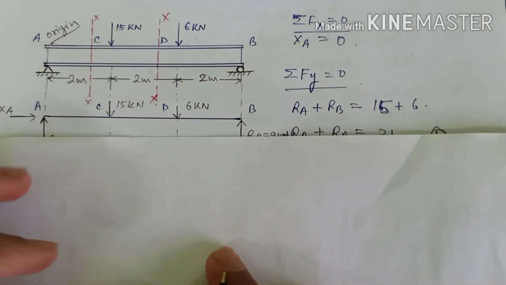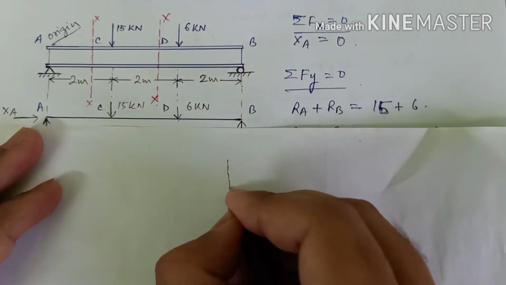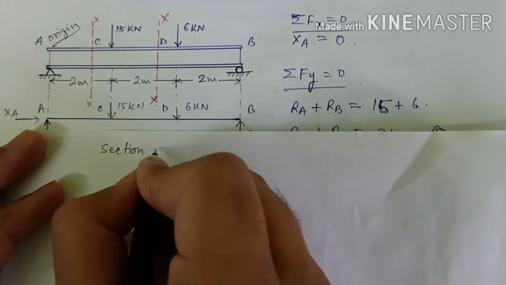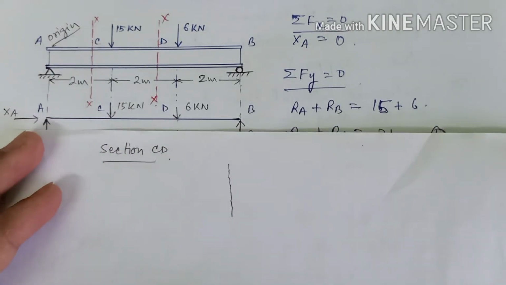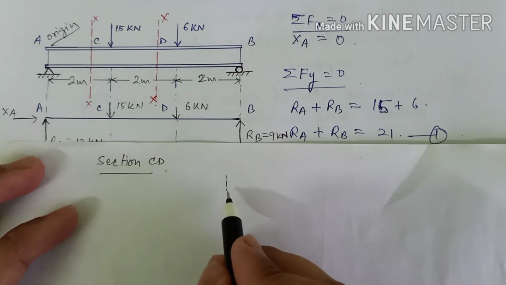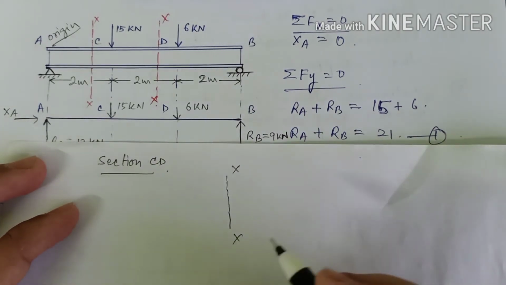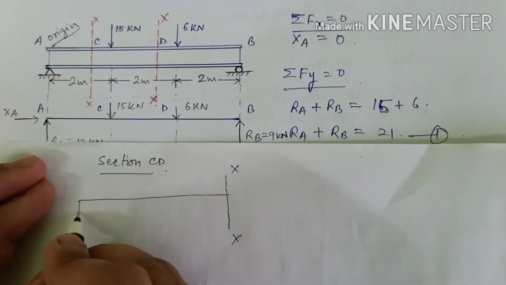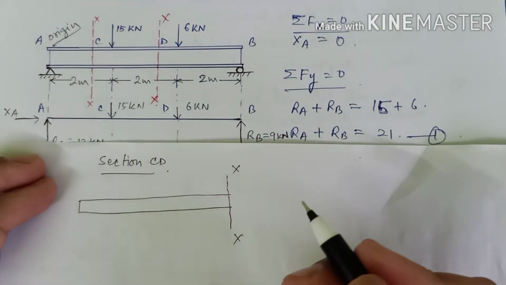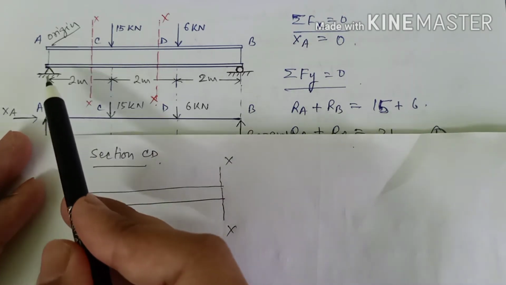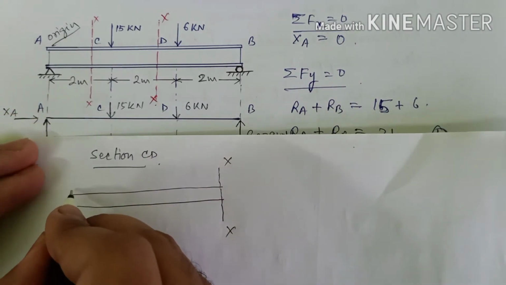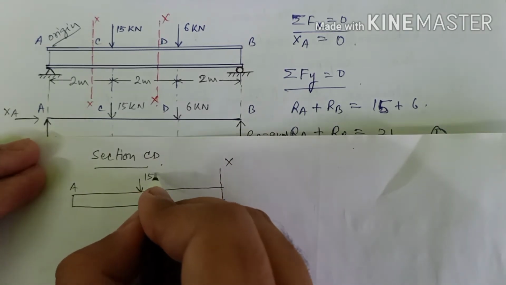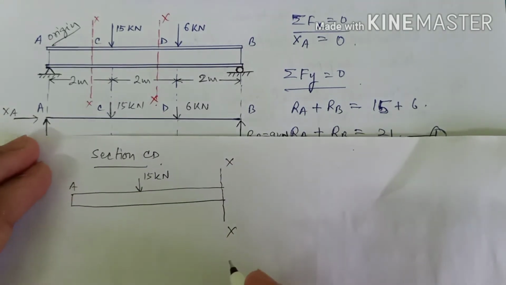So see, section CD, right? So this is our section XX, okay, and this is our remaining portion, the remaining left portion of the beam. Why left? Because we have considered our origin is at the left. So this will be our point A, and this force of 15 kilonewton will act in the downward direction, right?